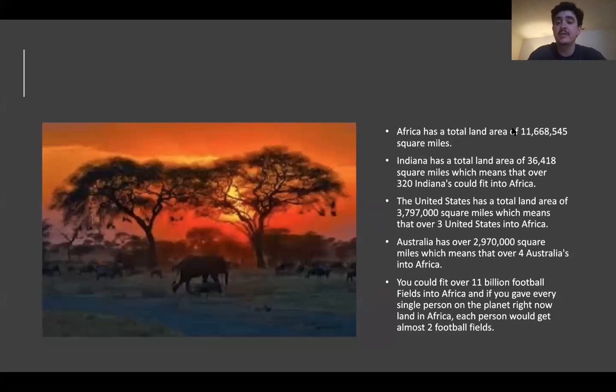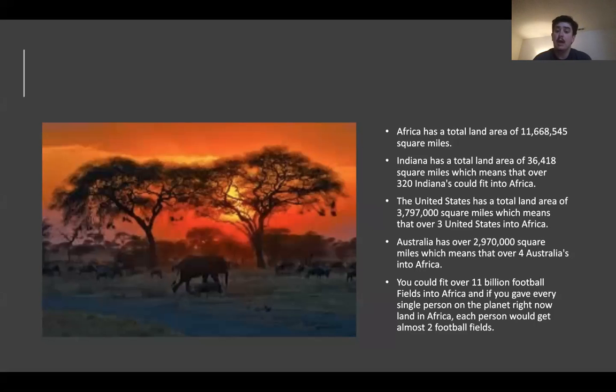For Africa, you should have found a total land area of approximately 11,668,545 square miles. That is roughly the size of Africa in square miles. Okay. Indiana, on the other hand, has a total land area of 36,418 square miles, which means I went ahead and did the math for you that you could fit over 320 Indianas into Africa.